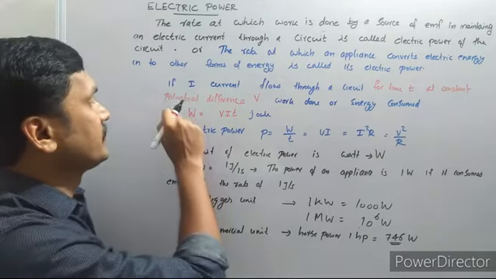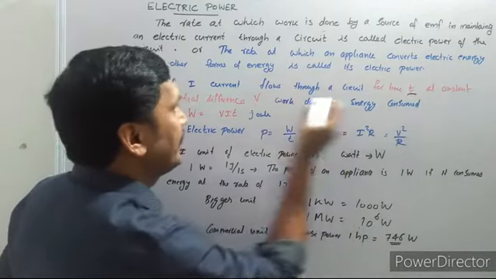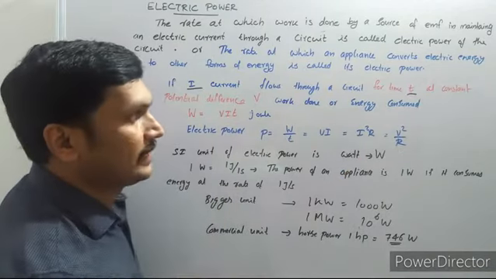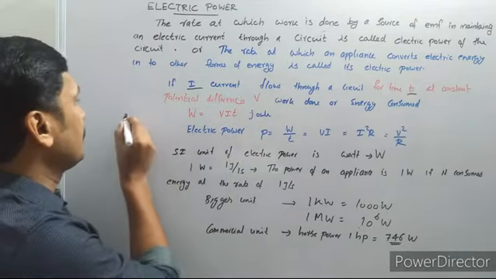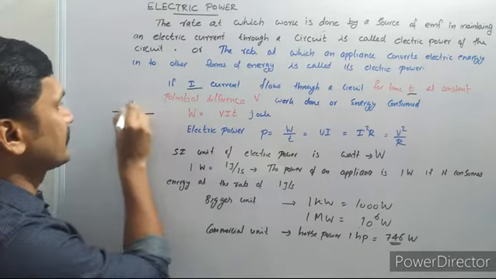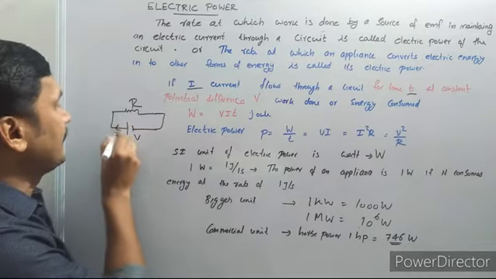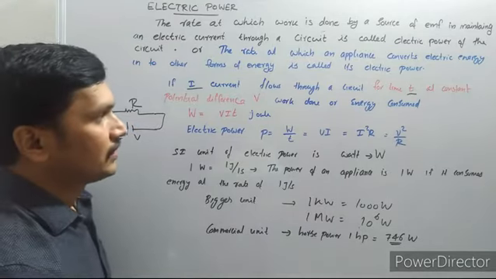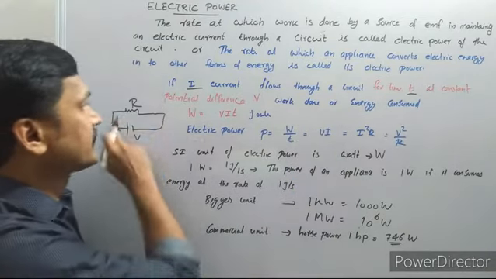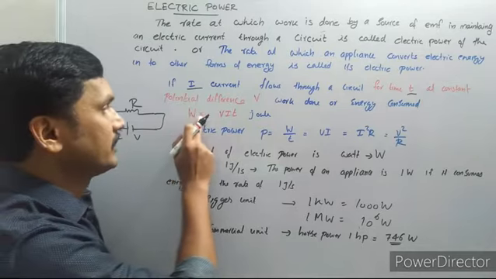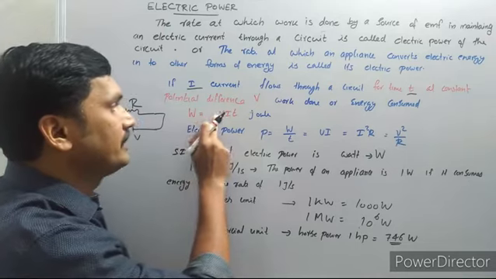Now, suppose we have a circuit. I current flows through a circuit for a time t at a constant potential difference V. Suppose we have a circuit having a resistance R and applied by a potential difference V. Now I current is flowing through the circuit. Now we can say the work done or energy consumed by the circuit can be written as: the work done is equal to VIt. The work done is equal to VIt.